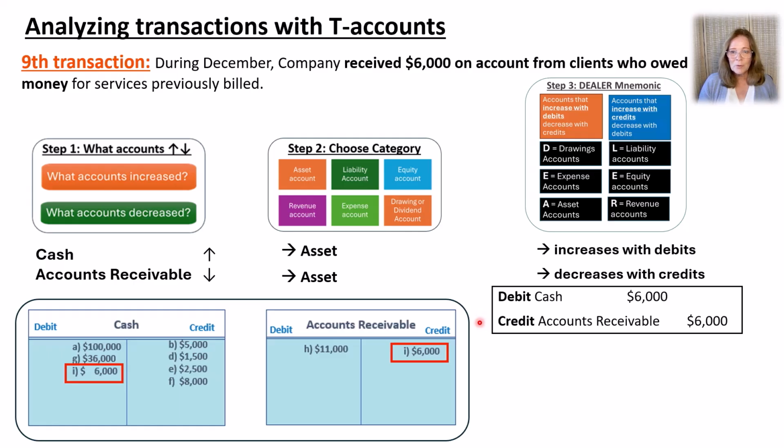We'll now write this transaction into the T accounts. We find the T account for cash, write the transaction ID I and the amount of $6,000 into the debit column of the cash account because we determined in step 3 that we would debit cash. The amount for the accounts receivable account decreased, and we learned in step 3 that asset accounts decrease with credits on the right side of the T account. We find the T account for accounts receivable and then write the transaction ID I and the amount of $6,000 into the credit column of the accounts receivable T account. Let's move on to transaction number 10.